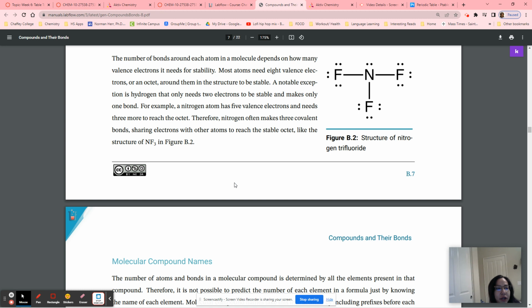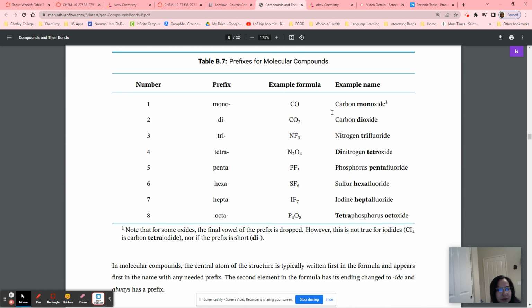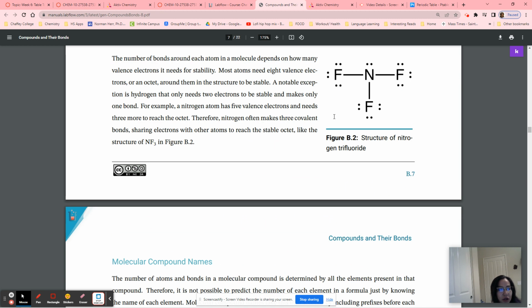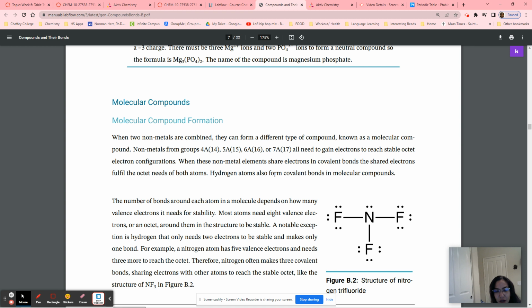All right, so now we're going to go into the structures, creating our structures for molecular compounds. They're going to have a lot of different structures. This is where putting your electrons in their proper spots for bonding actually comes into play. I'm going to make a separate video for this section, the molecular compounds.